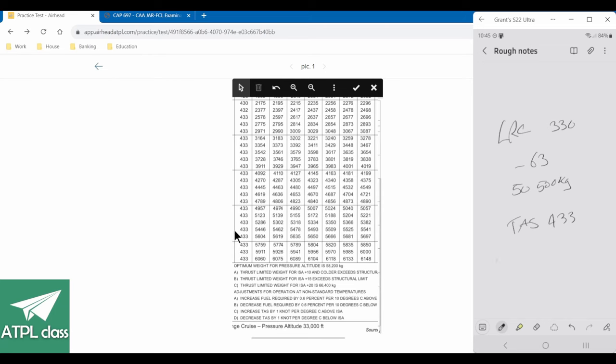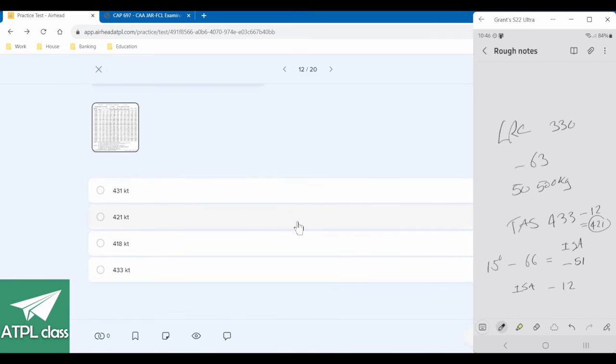So ISA conditions at 330. On the ground, 15 degrees is ISA, minus 2 degrees per 1,000 feet, and 33 times 2 is 66. So the ISA temperature is going to be 15 minus 66. Quickly doing this on a calculator, it is minus 51. We're at minus 63, so that is ISA minus 12. So we're going to decrease TAS by 1 knot per degree below ISA. So we've got 433 minus the 12, which is 421. 421 is what I get as the answer. If we go back in, 421.